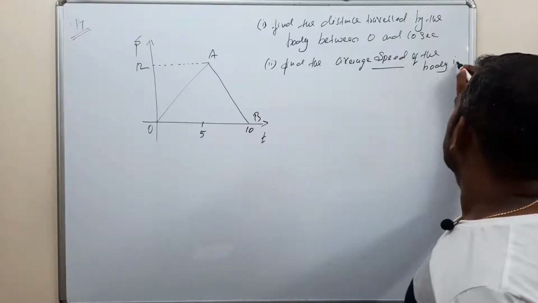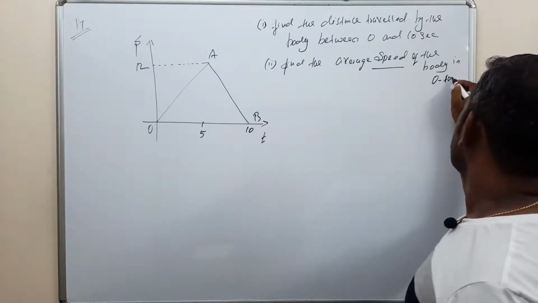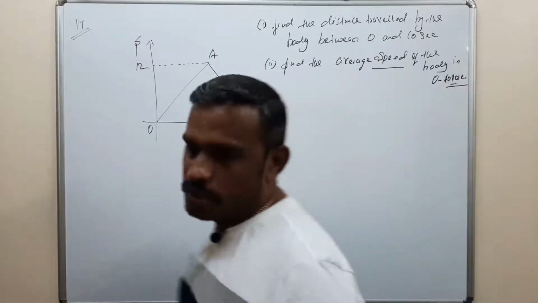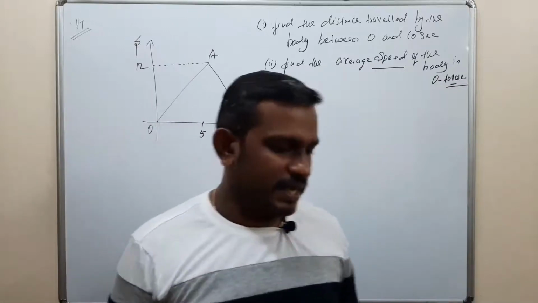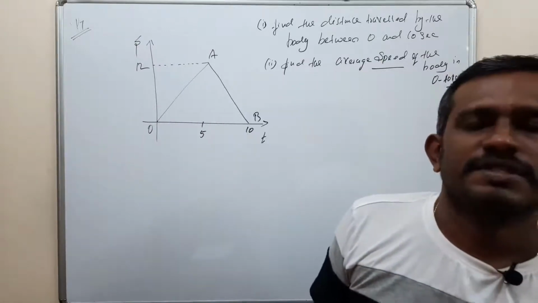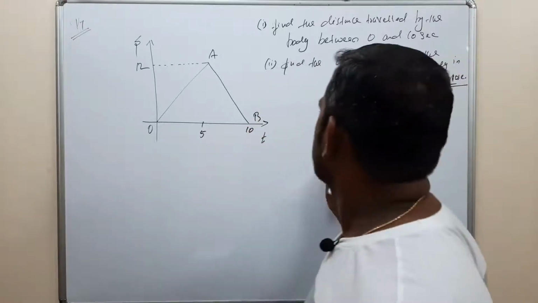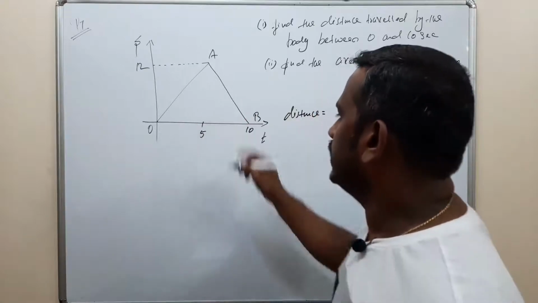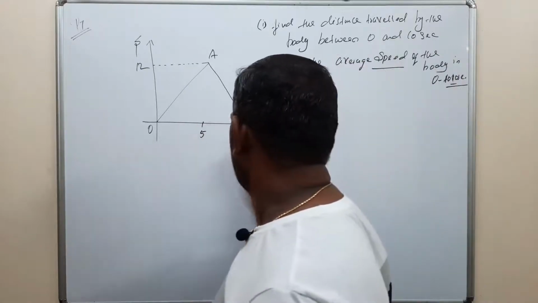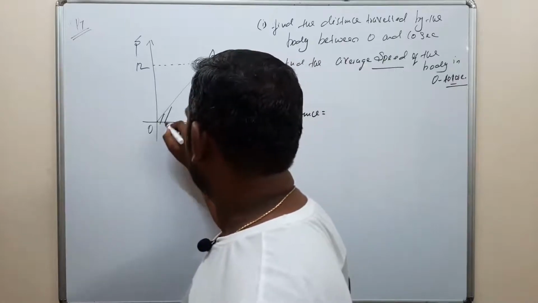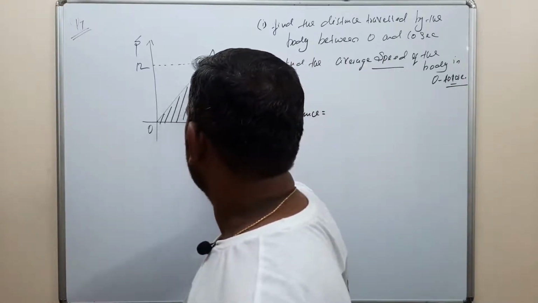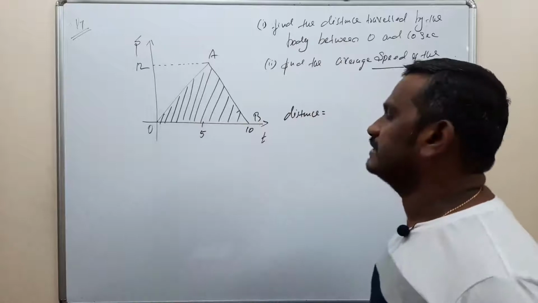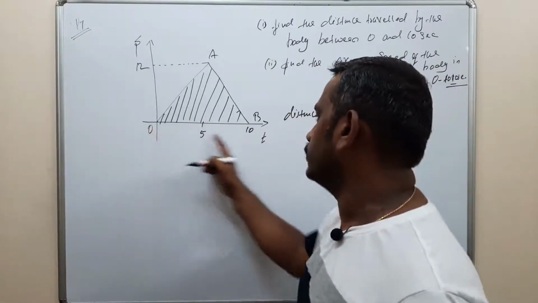Body in 0 to 10 seconds. So we know that the area under the speed time graph gives the distance. The distance traveled by the body is nothing but the area under the triangle OAB, that is 0 to 10 seconds. So this area gives the distance traveled by the body between the time interval 0 to 10 seconds.